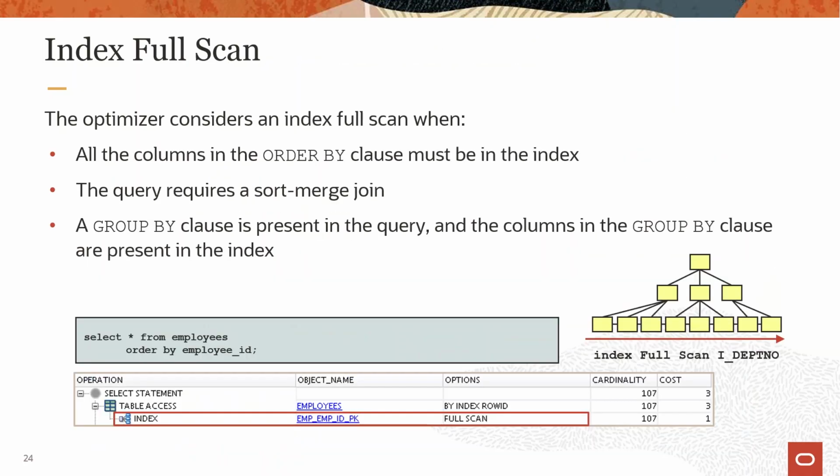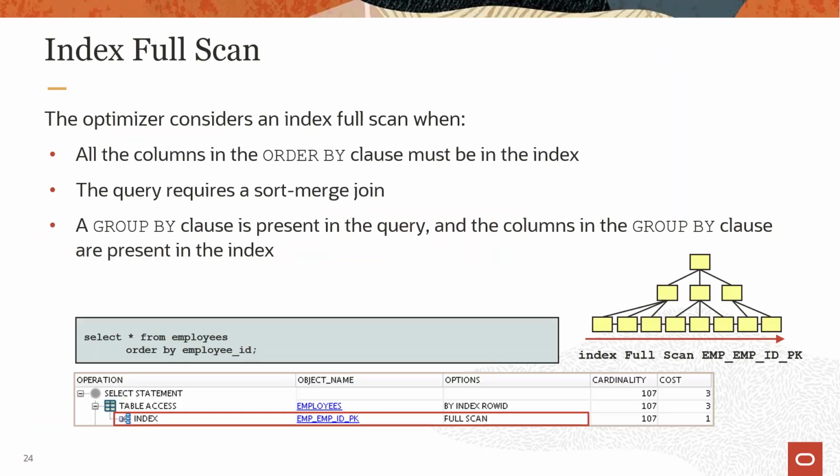Then you have the index full scan, and this type of scan can be used to eliminate a sort operation because data is ordered by an index key. So for instance, if you're going to carry out select star from employees order by employee ID, the result will actually be obtained via the index, in fact. An index full scan can be used to eliminate a sort operation because data is ordered by an index key.